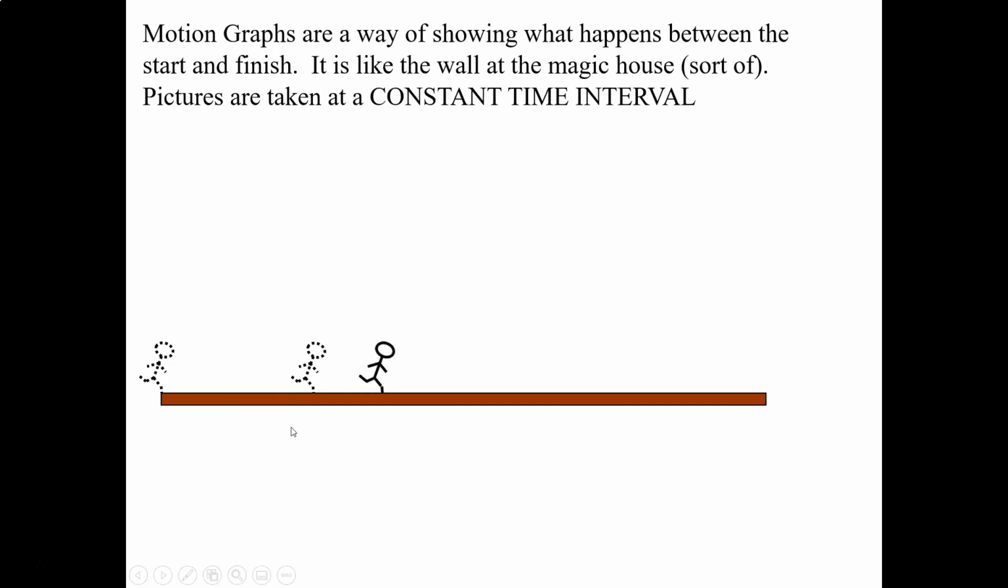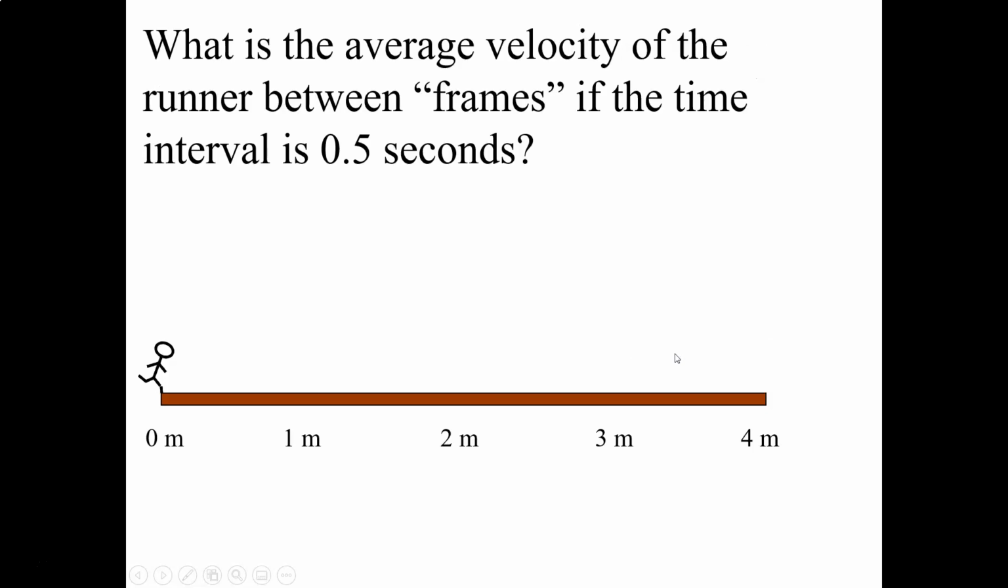And we can flash a strobe light. And each time the strobe light flashes at a constant time interval, it leaves a shadow on the wall. And these shadows tell us what's happening in between the beginning and the end, more than just the average. So the key thing is that they're taken at a constant time interval.